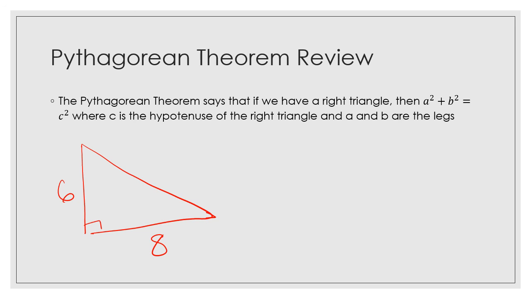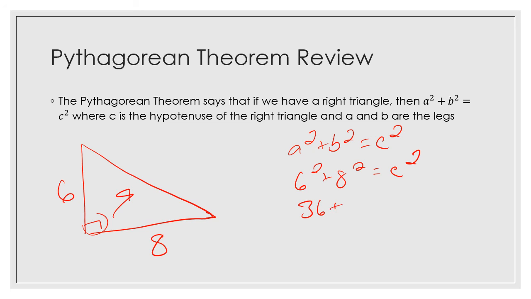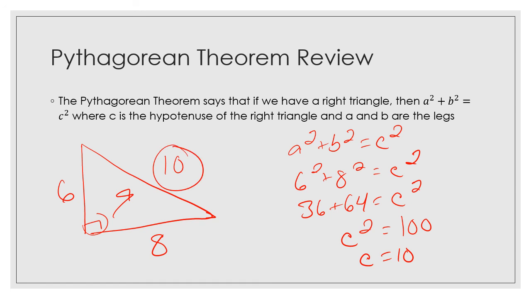To find what I'm missing here, first of all, I'm missing my hypotenuse because it's opposite my right angle. So I would plug 6 and 8 into the formula. I have 6 squared plus 8 squared equals c squared. 6 squared is 36, 8 squared is 64, and that gets me c squared. So c squared equals 100, and if I take the square root of both sides, I get that c equals 10. That's just a quick example of the Pythagorean theorem. And again, sometimes you might have to solve triangles specifically for a missing side length.